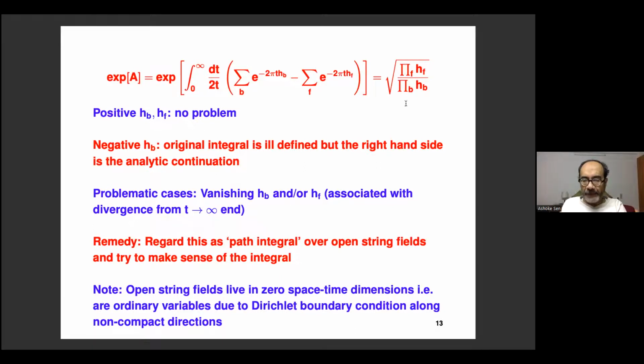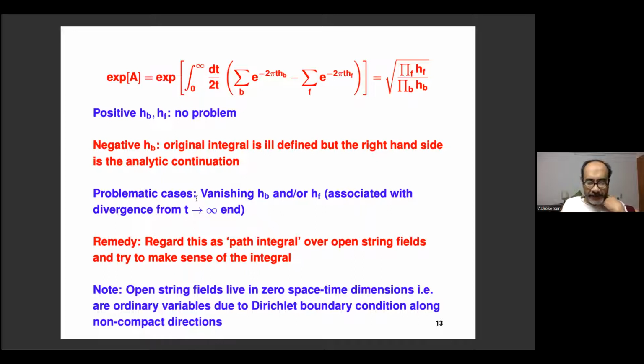If HB happens to be negative, then the original integral is ill-defined. Why is it ill-defined? Because you can clearly see if HB is negative, then this blows up as t goes to infinity. But this side is well-defined. This is in fact an analytic continuation. There is an ambiguity here whether to choose a plus sign or a minus sign. If HB is negative, then there is a natural sign here. But that in fact is fixed once you understand it in the language of string field theory. You have to choose the steepest descent contour and that fixes the sign automatically.